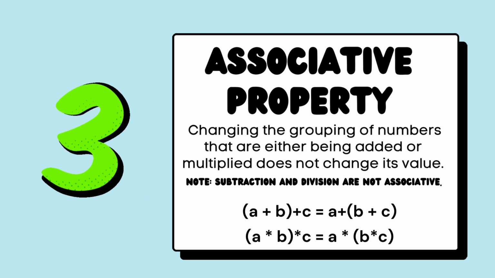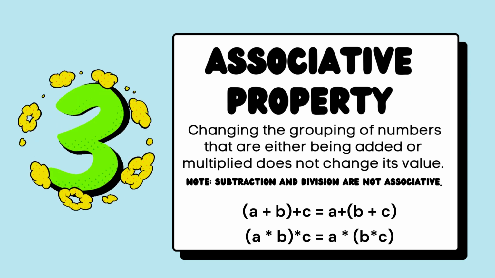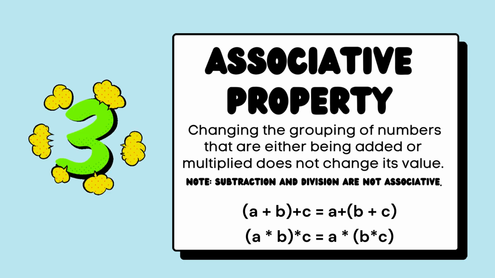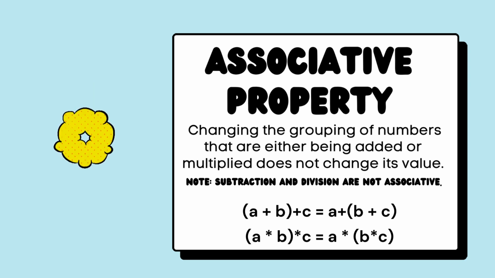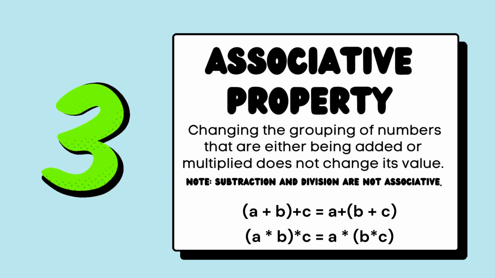So it means, just like in the numbers here, A and B, when you add them and then add to letter C, it's the same as adding B and C first before adding to A. Just like A times B multiplied to C, or A multiplied to the product of B and C. But subtraction and division are not associative, just like they are not commutative.